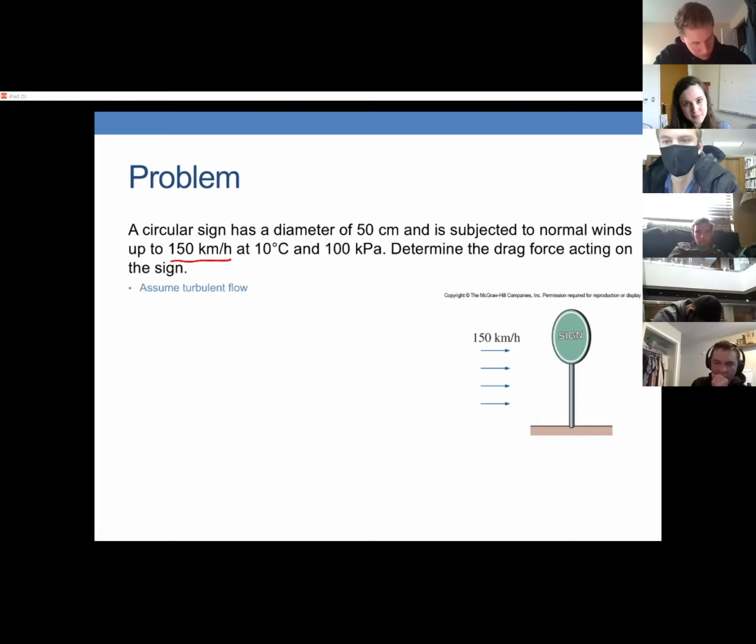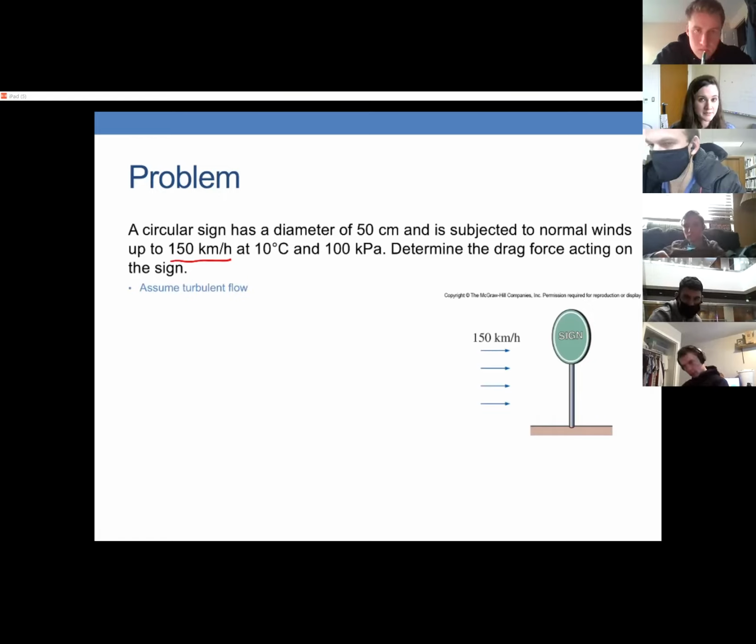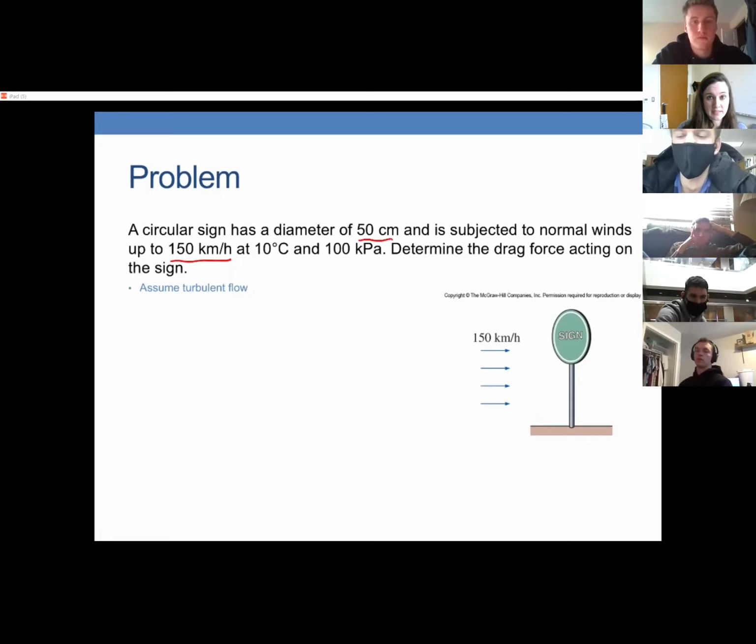If I didn't want to assume it, I would look up the viscosity of air at 10 degrees C, and I would find the density of air. And then I would find the Reynolds number. What diameter would I use for the Reynolds number? The 50 centimeters. And I would find what the Reynolds number was, and if it was big enough, then I would assume I could just use the turbulent drag coefficient.